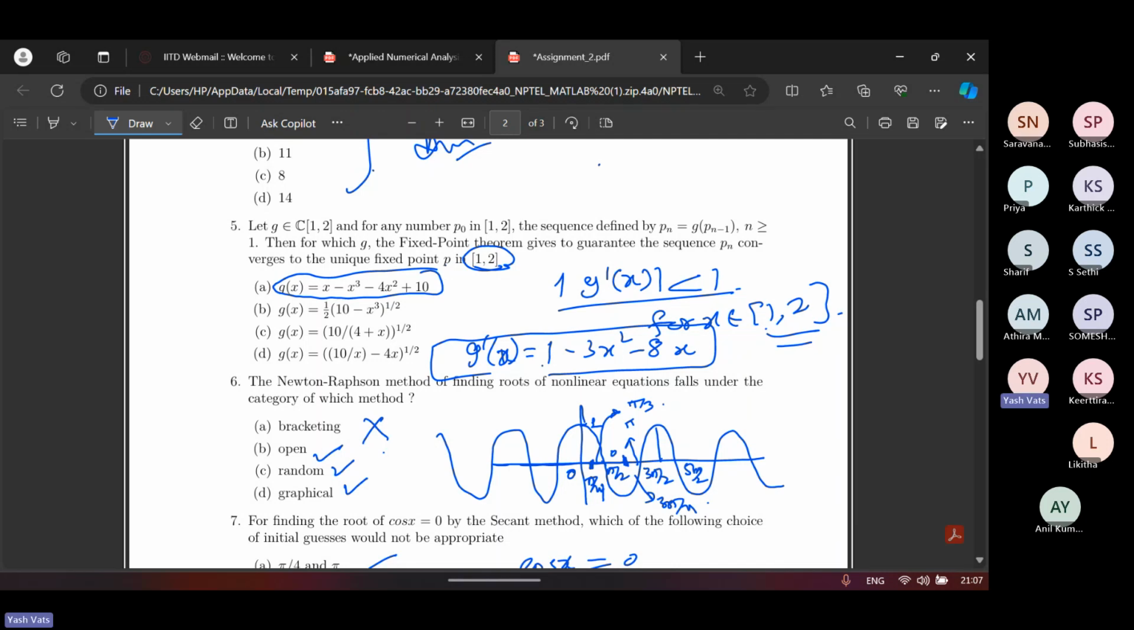Okay. For the second function, you try to check with values of x between 1 and 2. And if you get that, you need to prove that, of course, g prime x is less than 1. You can do it graphically, or by taking the double derivative.